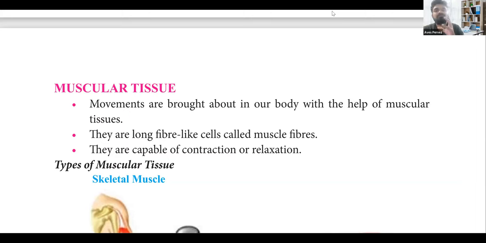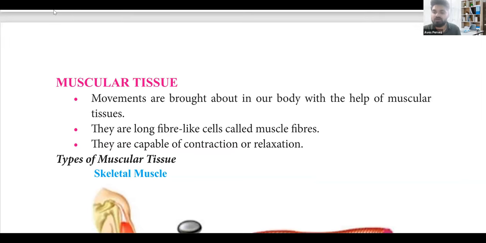For example, the heart is pumping blood, the kidney is filtering blood, and the liver is doing different activities. There are certain voluntary actions, and also involuntary actions. These are also controlled by the muscular tissue. Movements are brought about in the body with the help of muscular tissue. They are long fiber-like cells called muscle fibers, capable of contraction and relaxation.